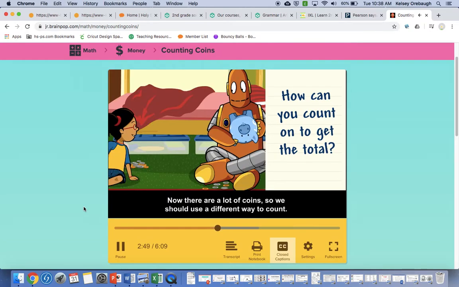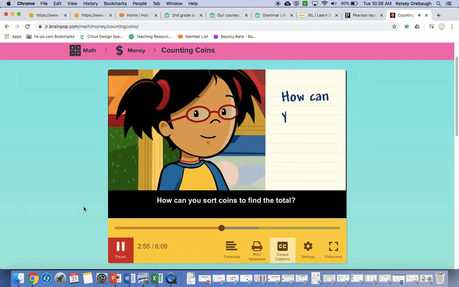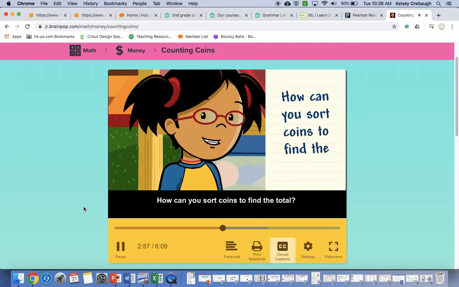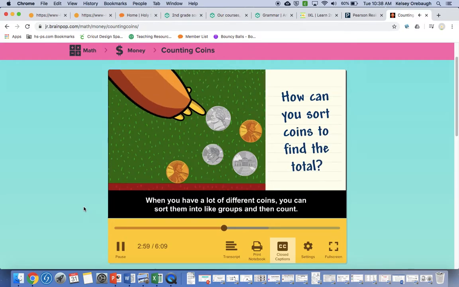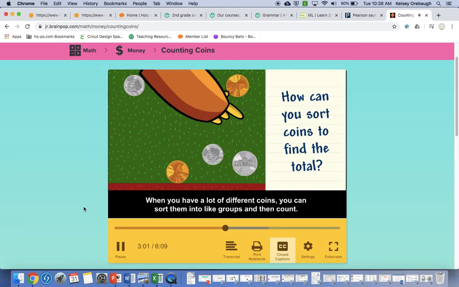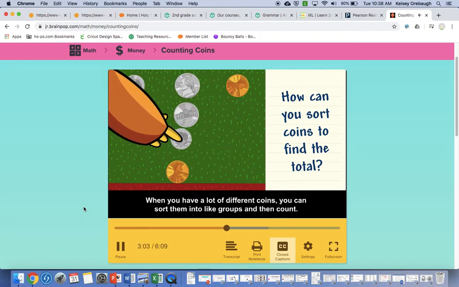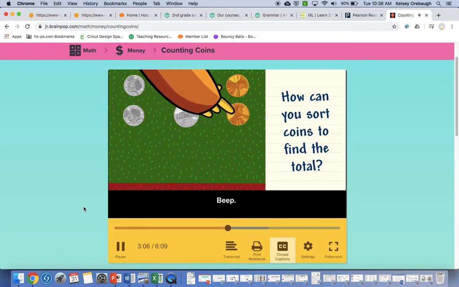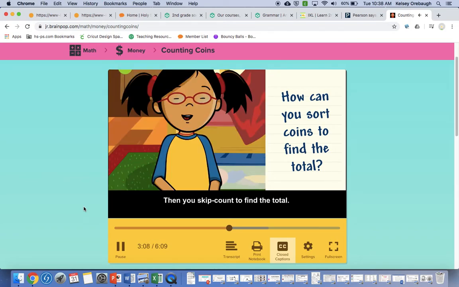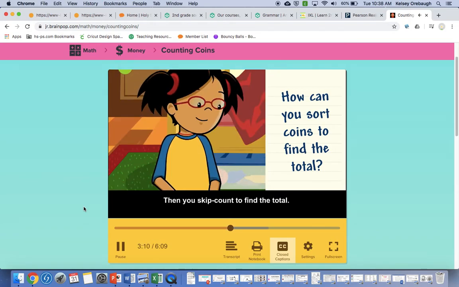Now there are a lot of coins, so we should use a different way to count. How can you sort coins to find the total? When you have a lot of different coins, you can sort them into like groups and then count. Then you skip count to find the total.